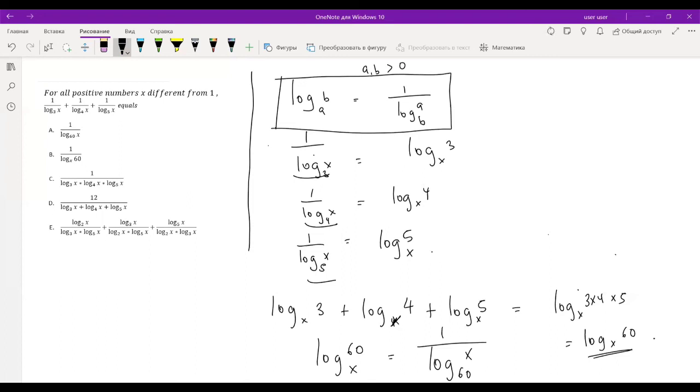Yeah, this was a really short one. The thing that was really important in this question was just this property, and from there we easily did the question.